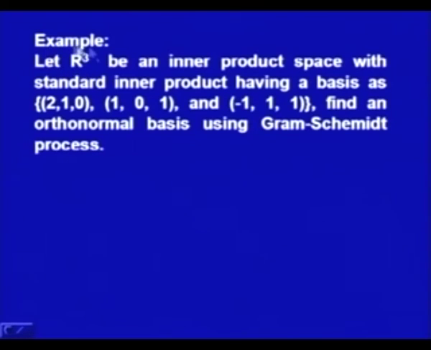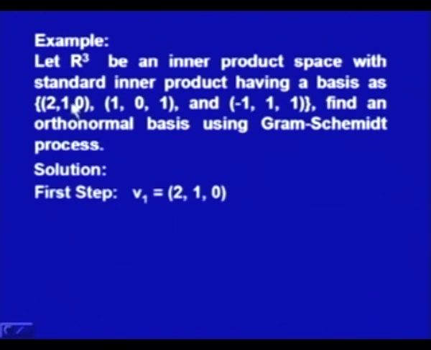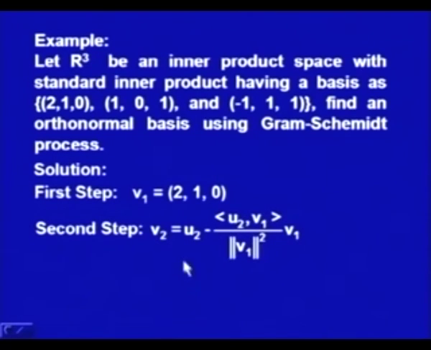Then we illustrate this procedure with an example. So, we consider R3 instead of Rn, consisting of these 3 vectors (2, 1, 0), (1, 0, 1) and (-1, 1) as a basis for R3. We have to find an orthonormal basis using the Gram-Schmidt process. So, what we have done is we first consider u1 as (2, 1, 0). So, u1 is (2, 1, 0), and the same is v1. The second step gives us this formula.